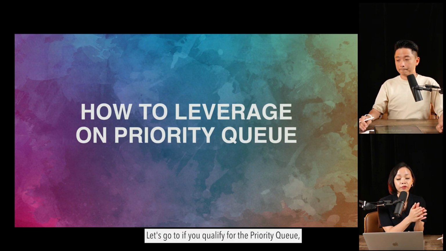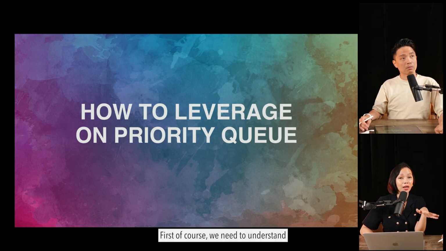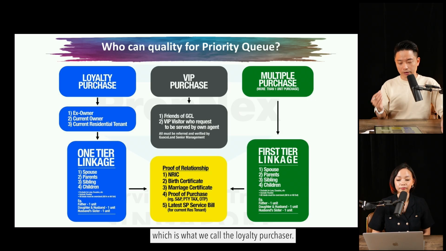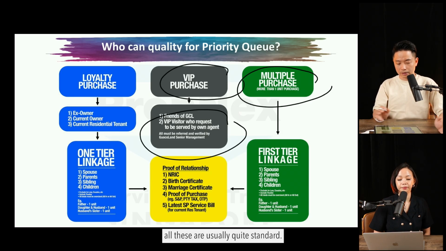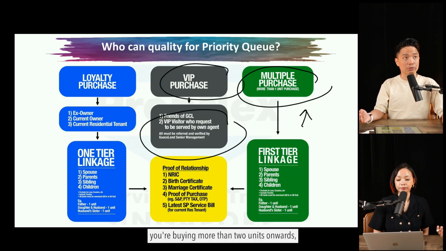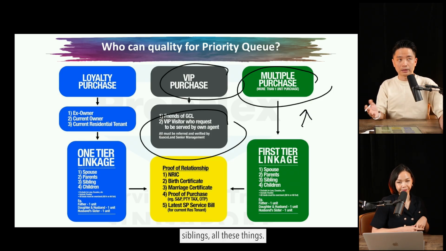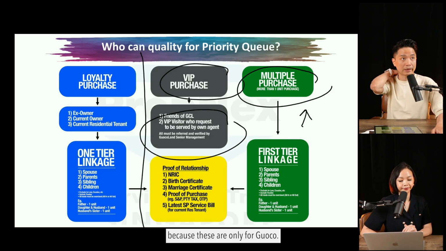Let's go to, if you qualify for the priority queue, how to leverage on the priority queue. First, of course, we need to understand who can qualify for the priority queue. So these are the people who can qualify for the priority queue, which is what we call the loyalty purchaser. Multiple purchase is standard. VIP purchase, friends of GuocoLand, all this is usually quite standard. And multiple purchase means that you're buying more than 2 units onwards with a direct linkage of like mother and son, siblings, all these things. These are standard. So today we are going to focus here because these are only for Guoco.